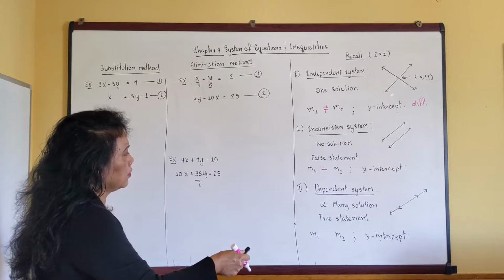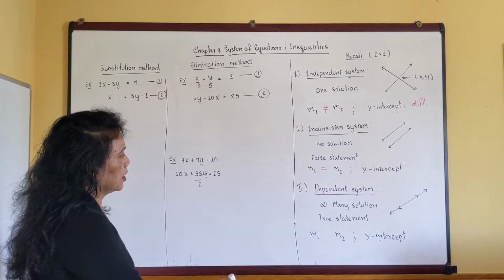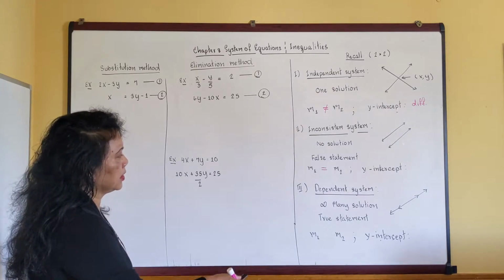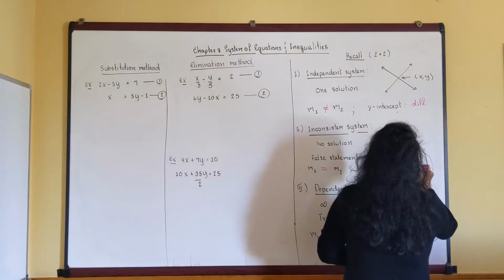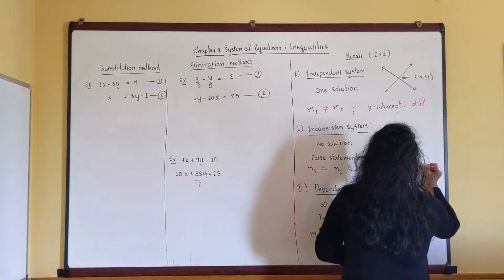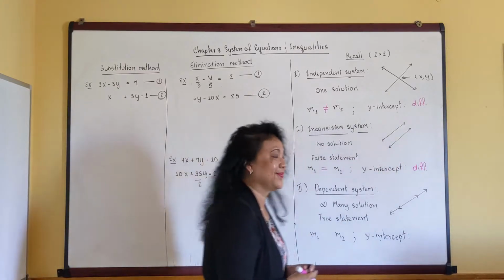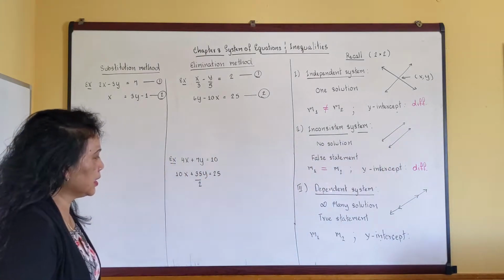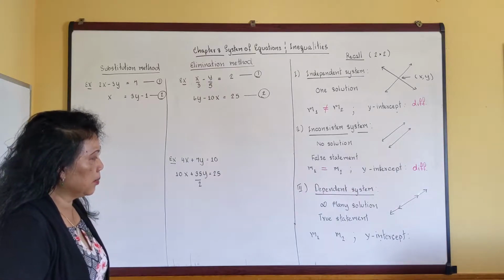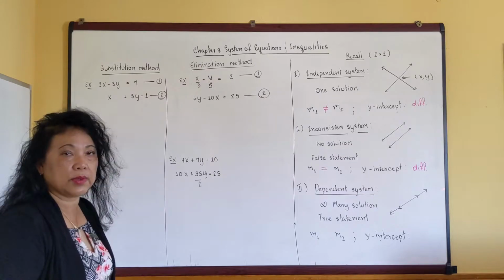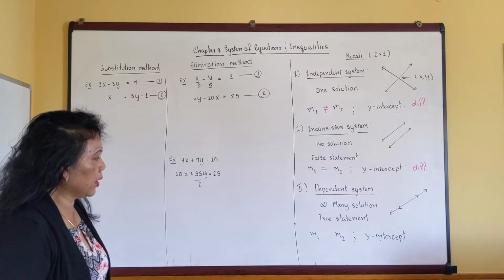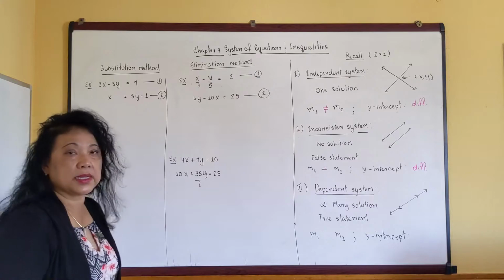Now, if you draw a vertical line, think of it as the y coordinate. The y-intercept will be different. Look at the last one. The equation could be different, but actually it's the same. So they're on the same line. So they cross everywhere. Since they cross everywhere, it's infinitely many solutions.